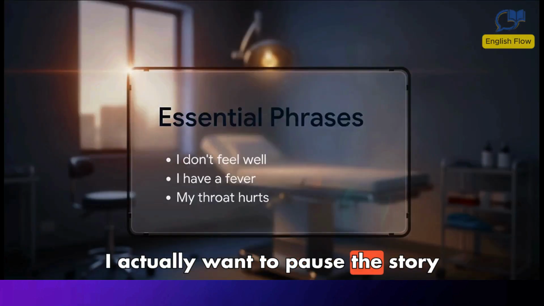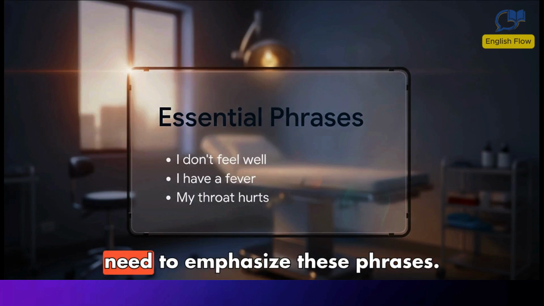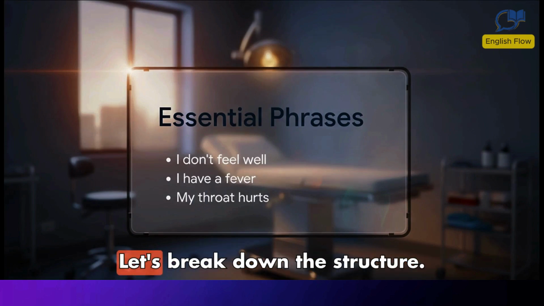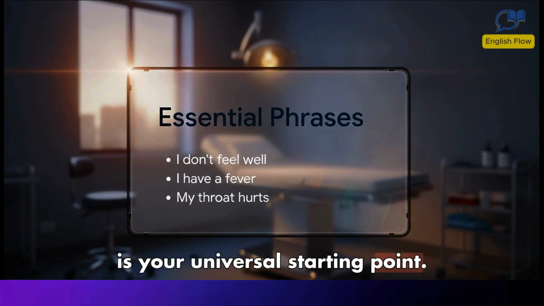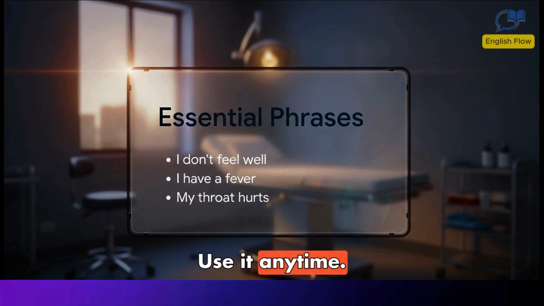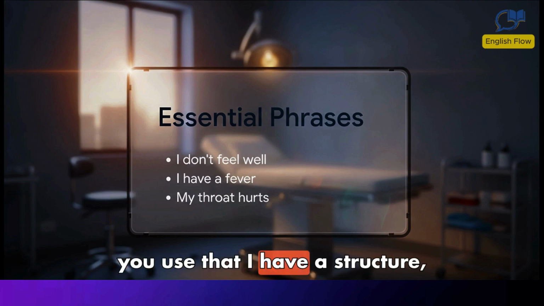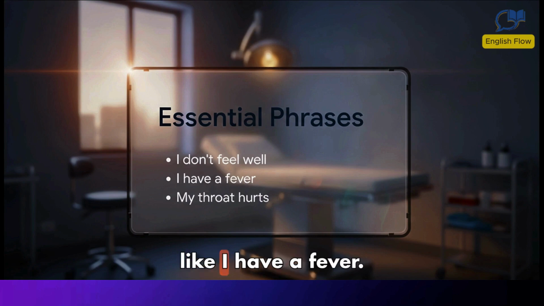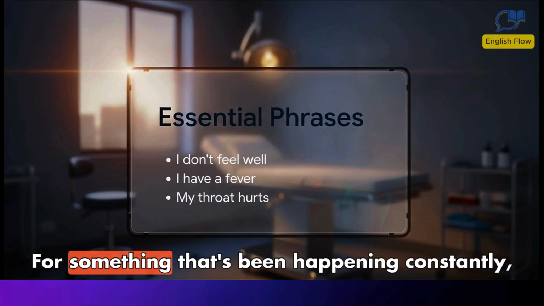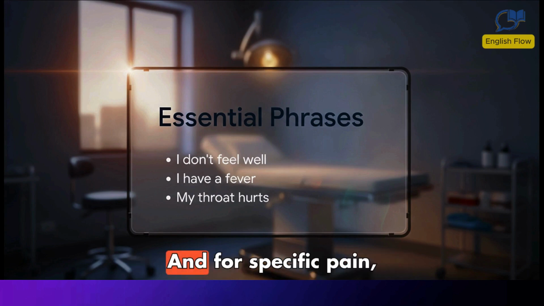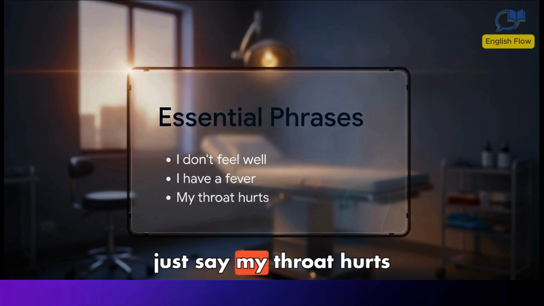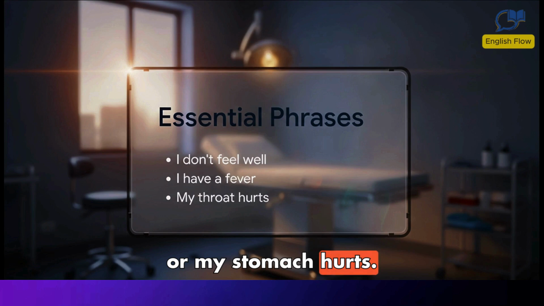I actually want to pause the story for just a second because I really need to emphasize these phrases. Let's break down the structure. I don't feel well is your universal starting point. Use it anytime. Then you use that I have a structure for nouns, like I have a fever. For something that's been happening constantly, you say, I've been coughing. And for specific pain, just say, my throat hurts or my stomach hurts.